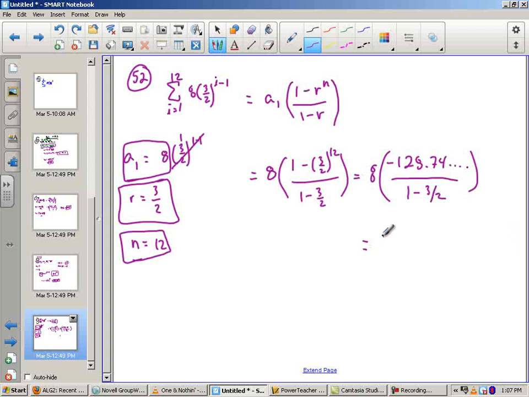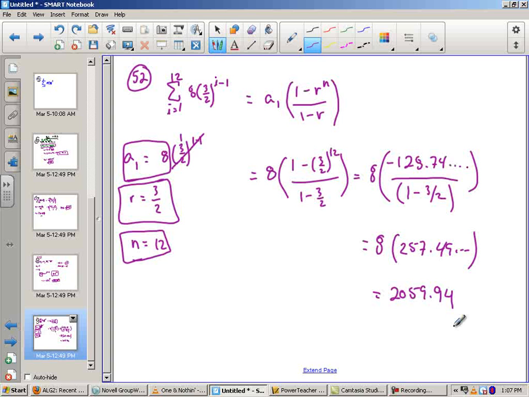When I put all that into the calculator, I'm going to end up with the answer divided by this chunk in a parentheses. Again, you have to have that extra parenthesis down here to get 257.49 dot dot dot. Now I'm going to take that times the 8 to get that my summation equals 2059.94.